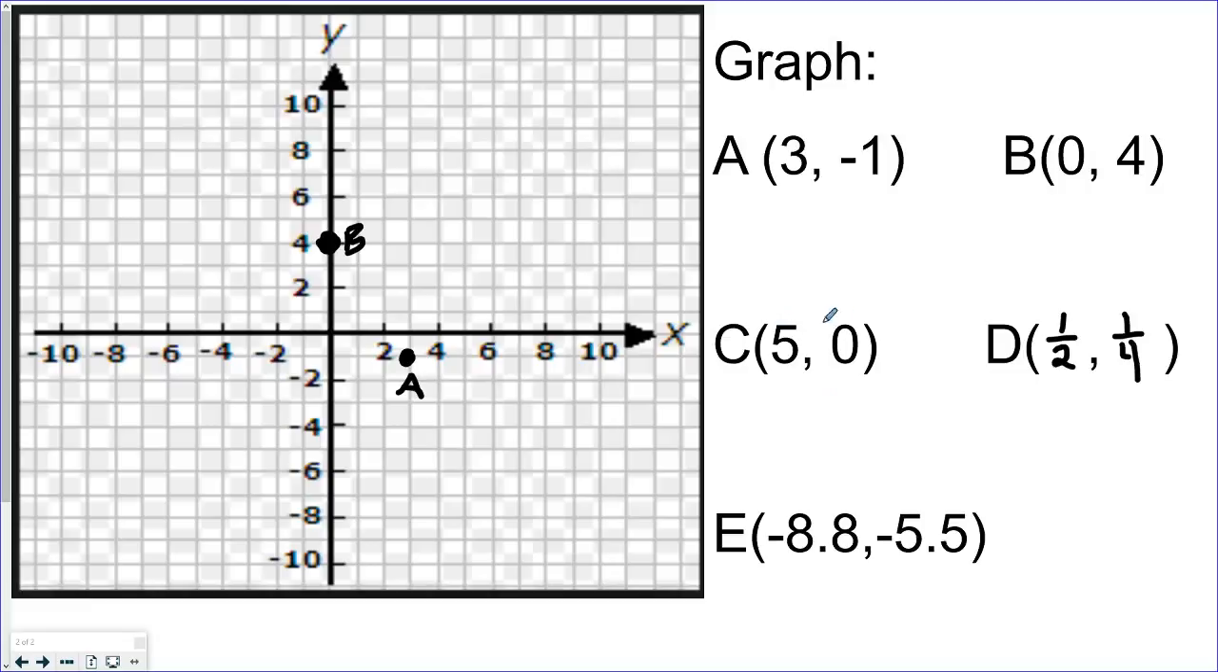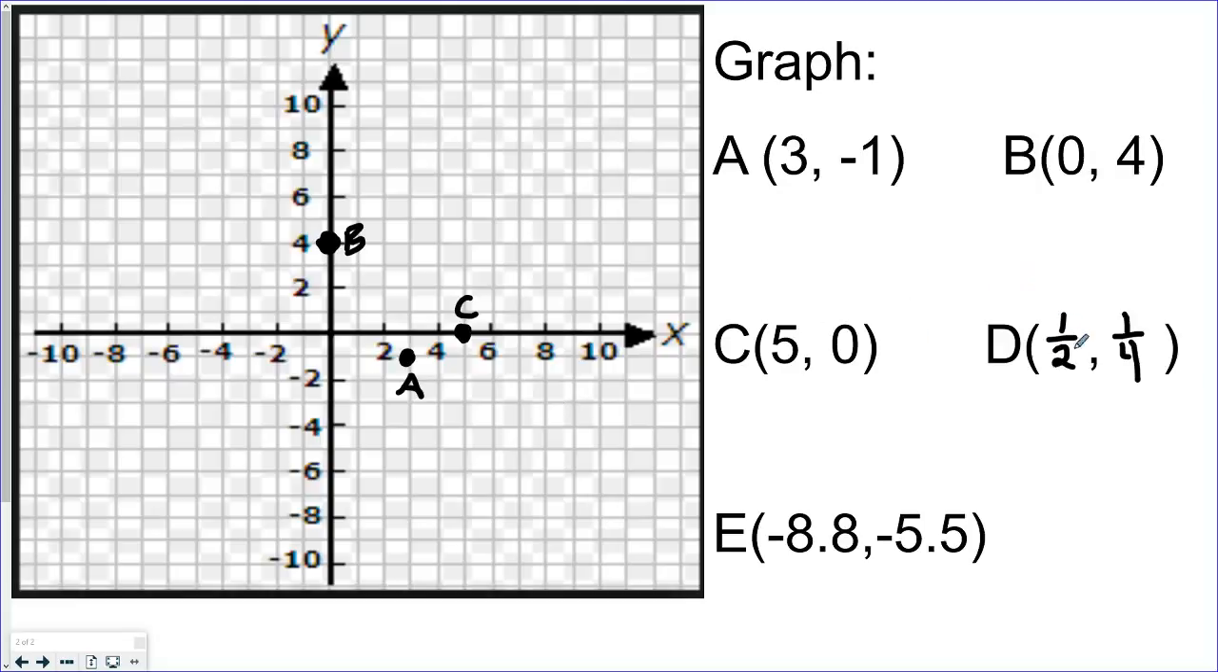For C, 5, 0, again, this 0 means go up or down nothing because it's on the X axis. So it means start at the center, go over 5, 1, 2, 3, 4, 5, and then go up or down 0. So you just stay there. And so point C would be right there.